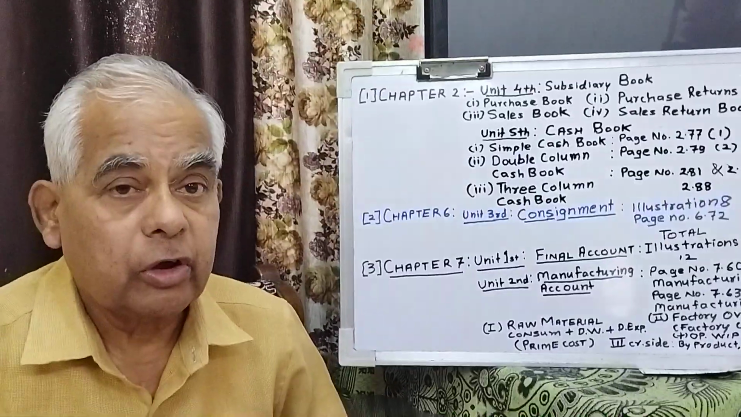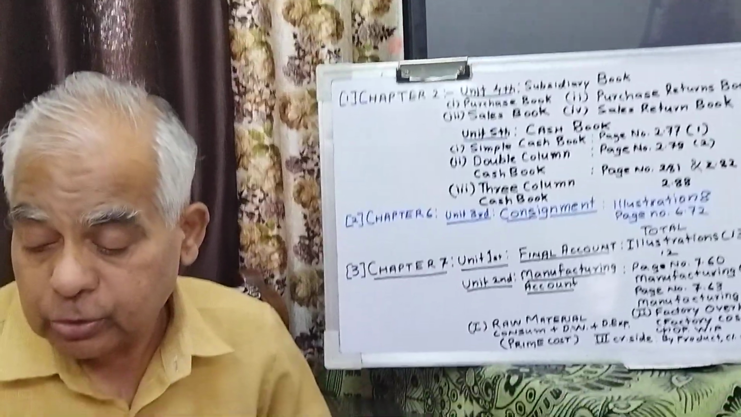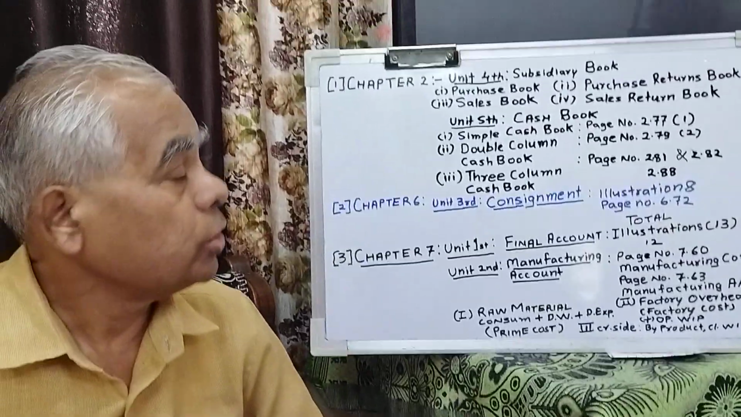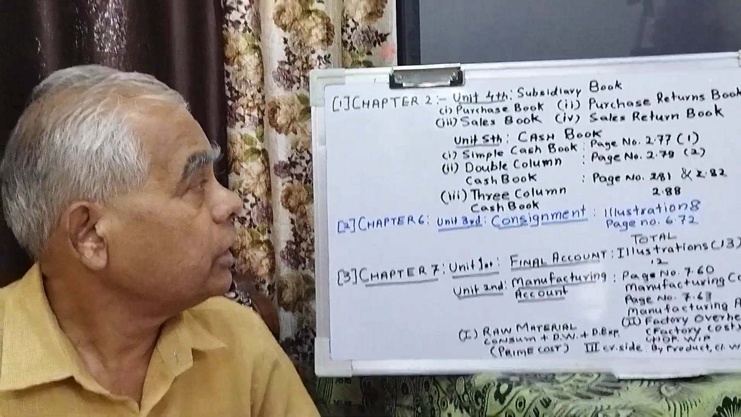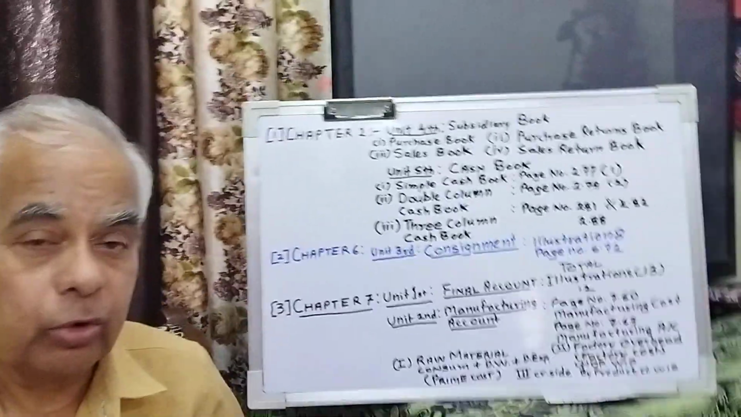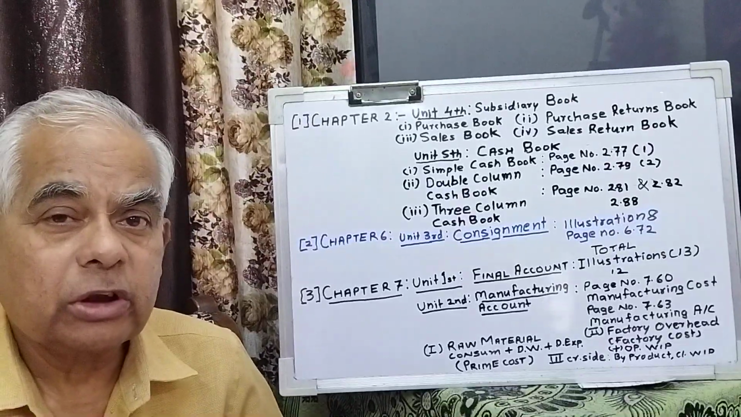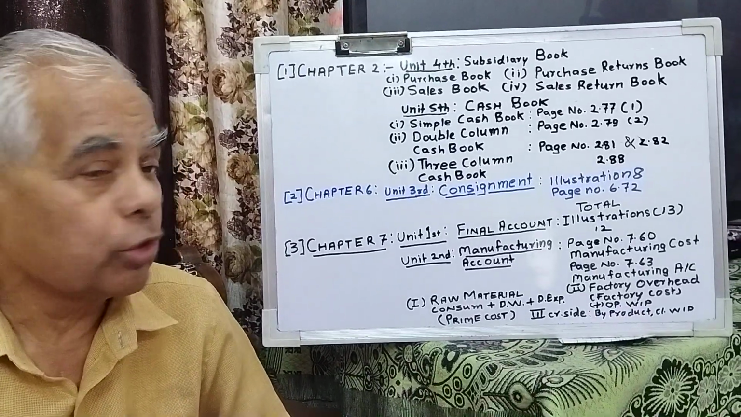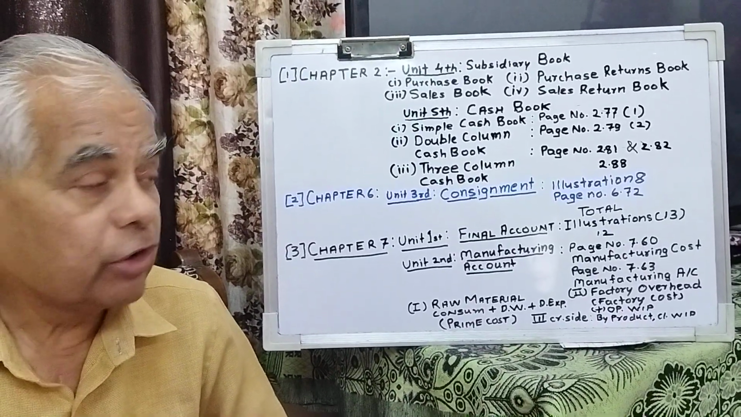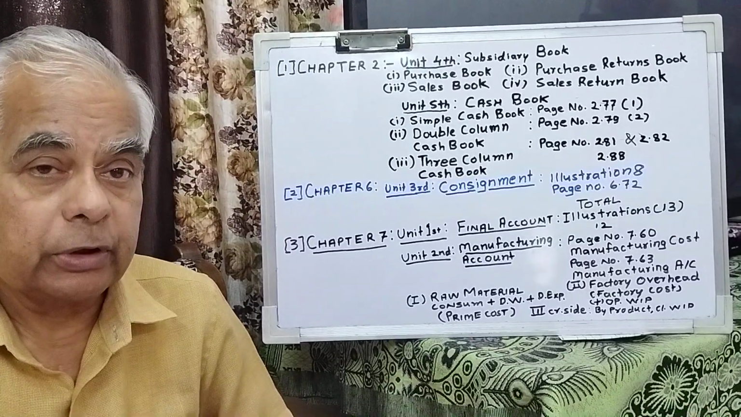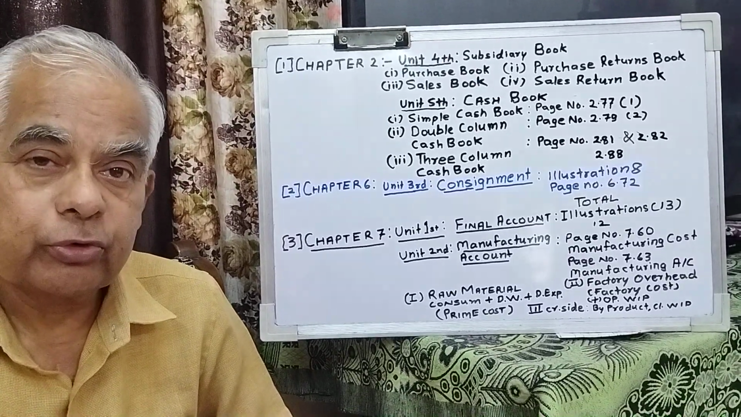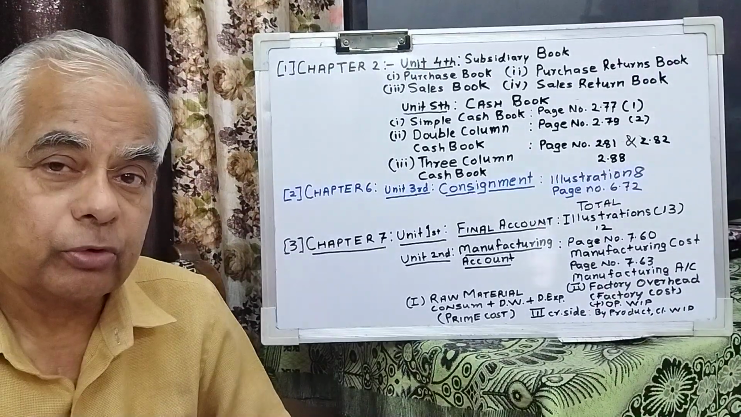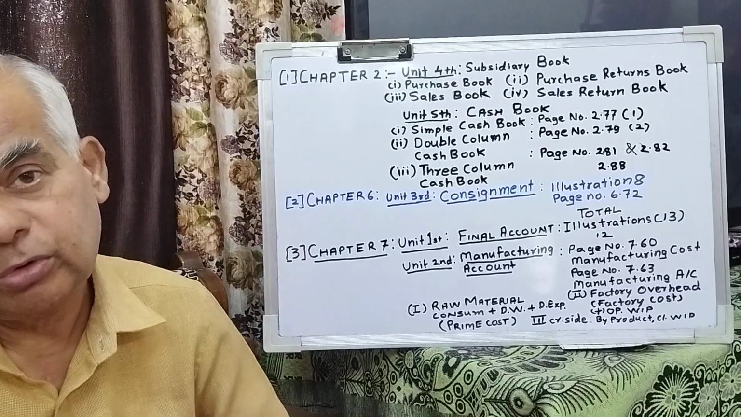Good morning. As per our planning, today we will try to cover chapter number 2, unit 4. Here we are going to study subsidiary books. The total subsidiary books are 8 and we are going to focus on the first 4 books, that is purchase book, then purchase return book, sales book and sales return book.